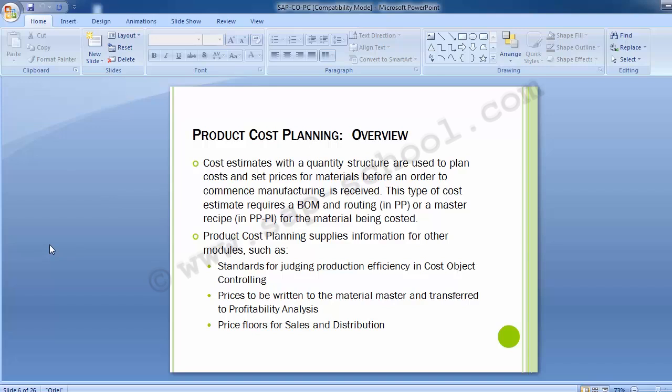So it refers to the creation of cost estimates for the production of goods or services. If a quantity structure like bill of material and routing is available in the production planning module, you can create a cost estimate automatically using the PP data. If no quantity structure is available in the cost items, it can be entered manually by means of unit costing or can be transferred automatically from a non-SAP system using a batch input. So again, there are different components within the product cost planning.